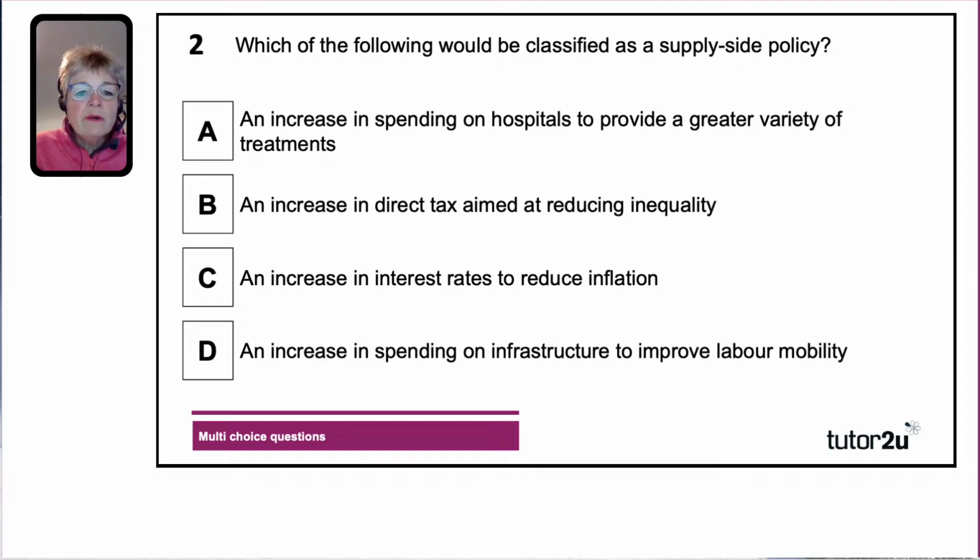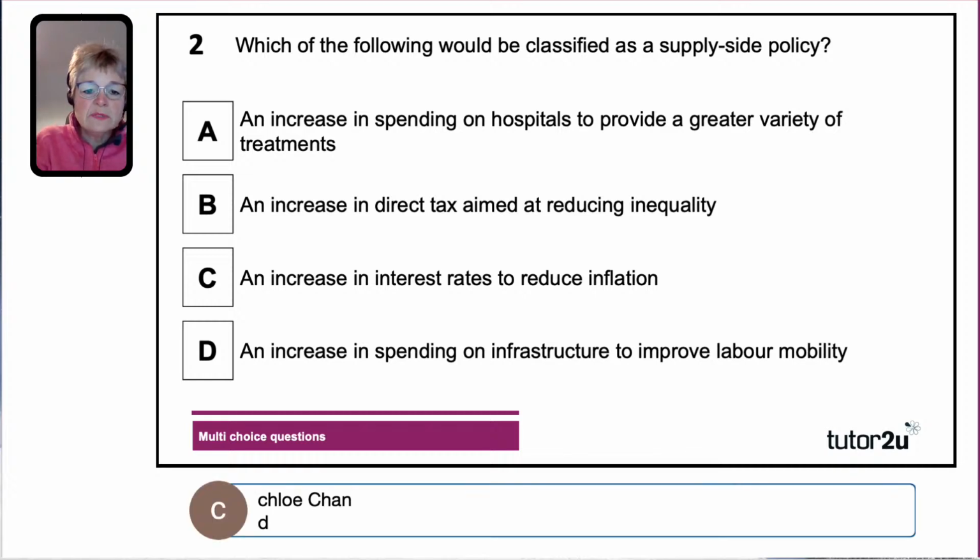It would be very tempting to look at A again, an increase in spending on hospitals to provide greater variety of treatments. So that's what makes us realize this isn't correct. If it was an increase in spending in hospitals to provide greater healthcare for workers so they got back to work faster, I could agree with you that perhaps A was right.